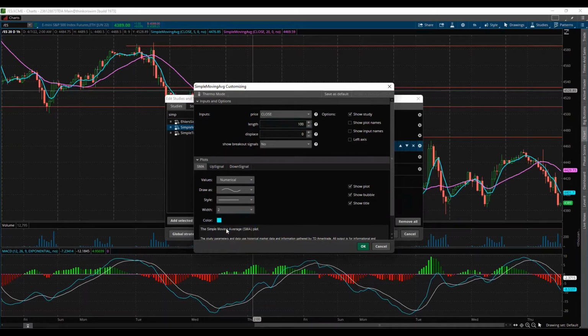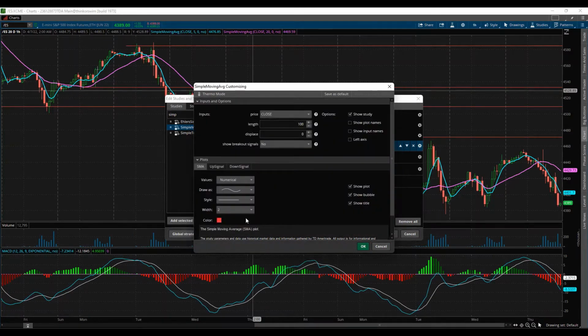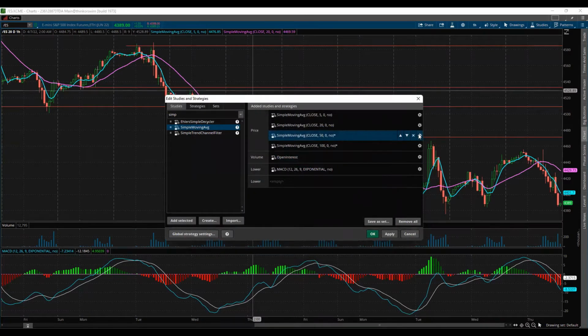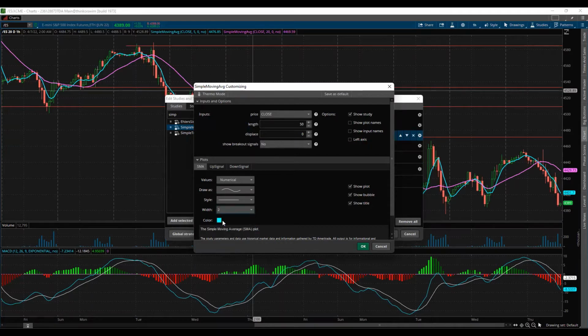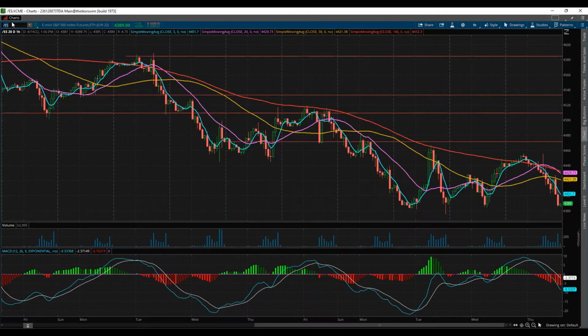Let me change the color. The color for this 100, I'll make it red. I don't see any red here. Okay. 50 color is what? You have to figure it out. Okay, so now let's go to SPX.